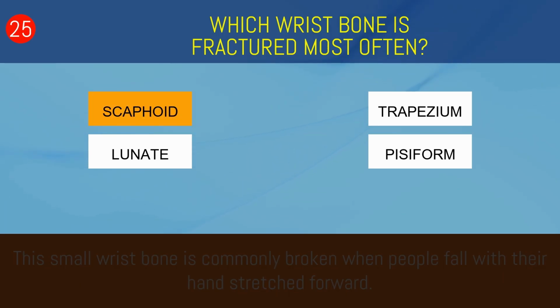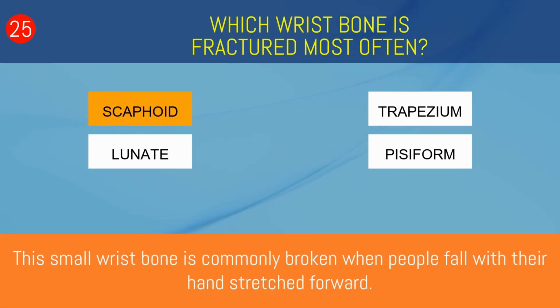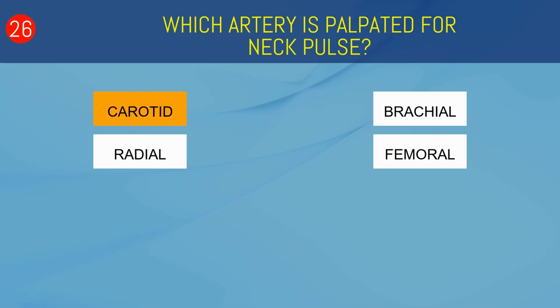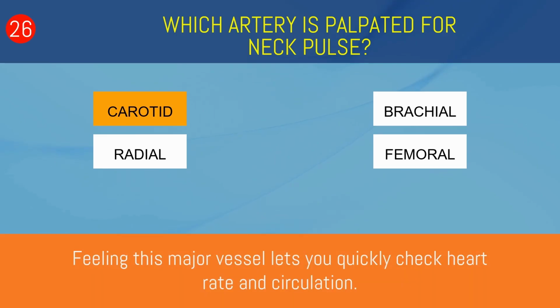Scaphoid. This small wrist bone is commonly broken when people fall with their hands stretched forward. Which artery is palpated for neck pulse? Carotid, radial, brachial, or femoral? Carotid. Feeling this major vessel lets you quickly check heart rate and circulation.